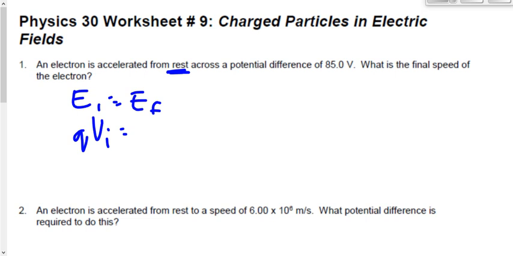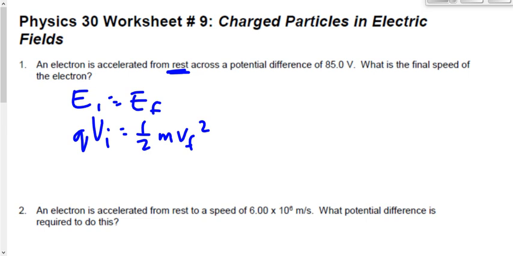Now, it accelerates across a potential difference of 85 volts. So we could say it accelerates down a hill that's of a height 85 meters. What's the final speed of the car when it reaches the bottom of the hill? What kind of energy does the car have when it reaches the bottom of the hill, Blake? Kinetic energy, good. It doesn't have any potential energy because it's at the bottom of the hill. So this electron also has kinetic energy when it reaches the bottom of the hill, or when it goes all the way across that potential difference.